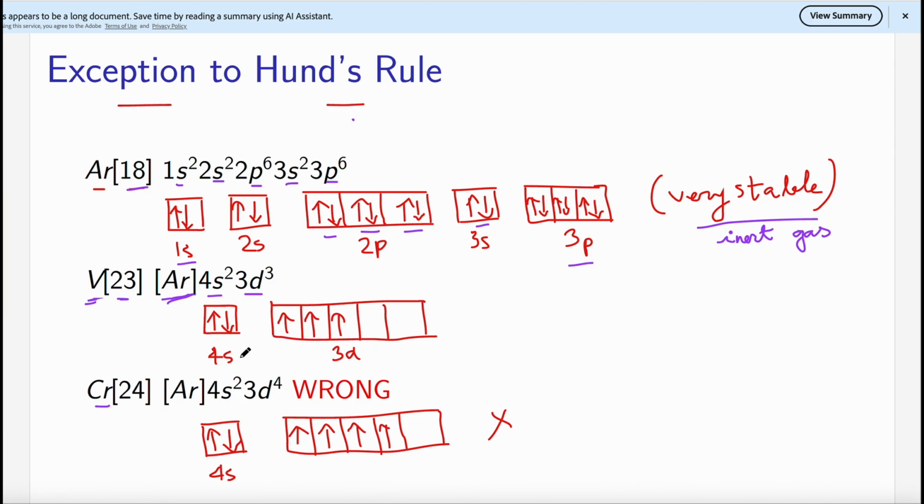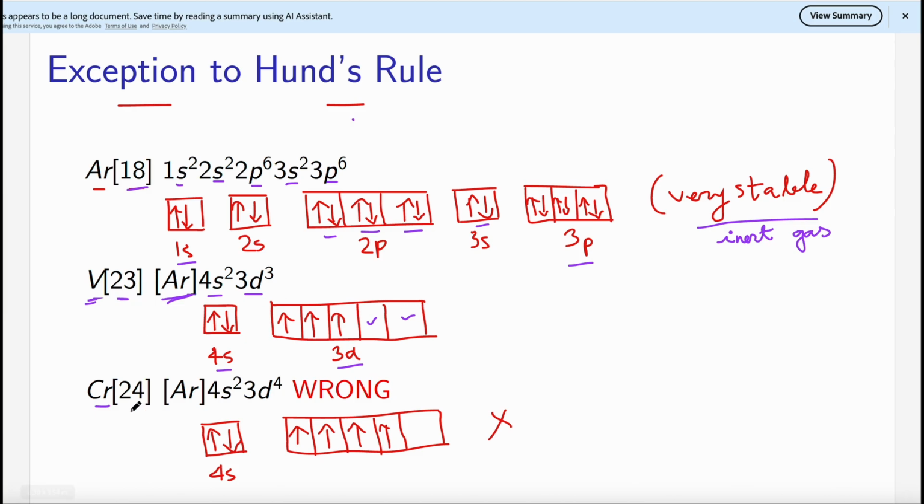Here this is the 4s. After argon, the 4s will be filled up, 4s2, so there will be 2 electrons, and then there will be 3d3. So there will be 3 electrons in the 5 3d orbitals. Each one will contain an electron with spin up. That means 3d3, and these will be vacant, this will be vacant, this will be vacant. Till this one it's fine.